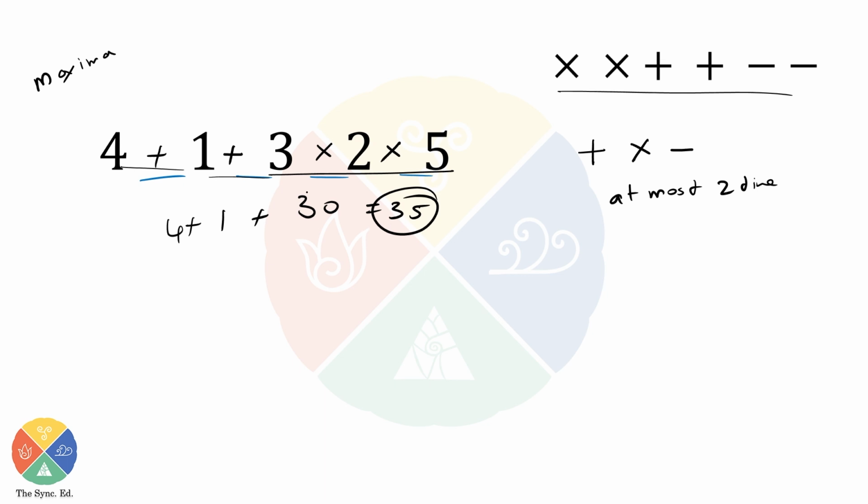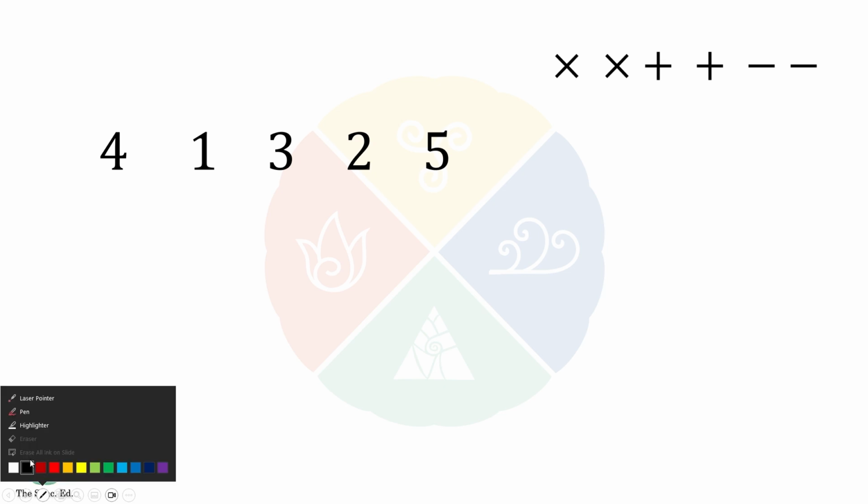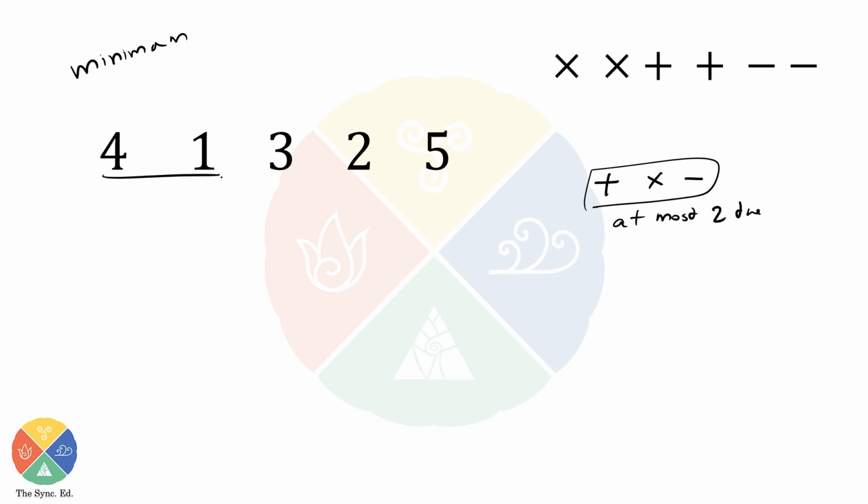One more question, again based on the same scenario. I want you guys to use addition, multiplication and subtraction at most 2 times, and I want you to find the minimum possible value for this. Find me the minimum possible value for this scenario. I think you guys know what to do.